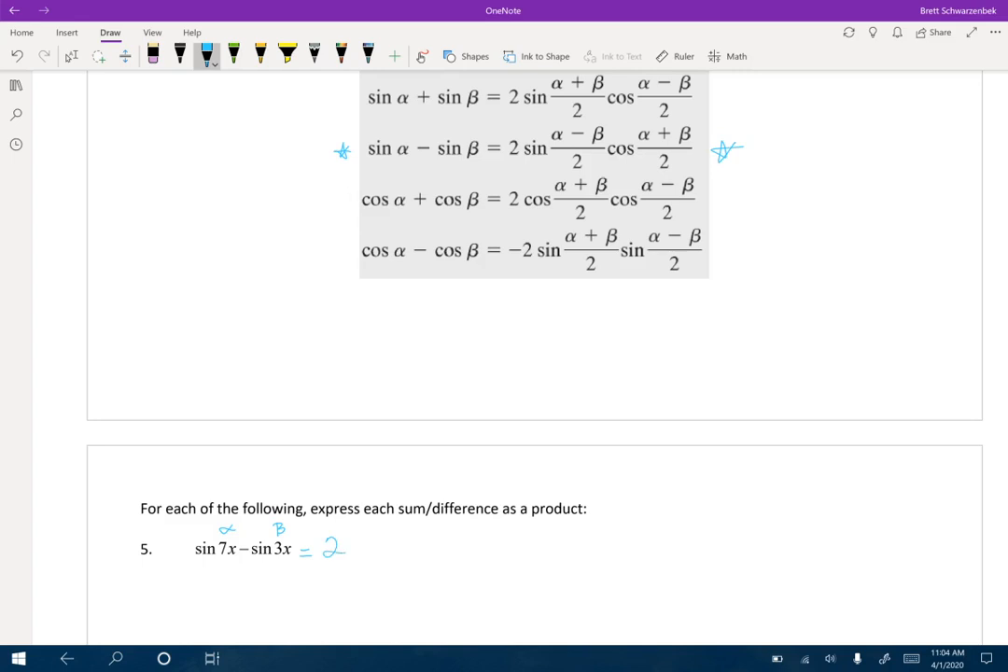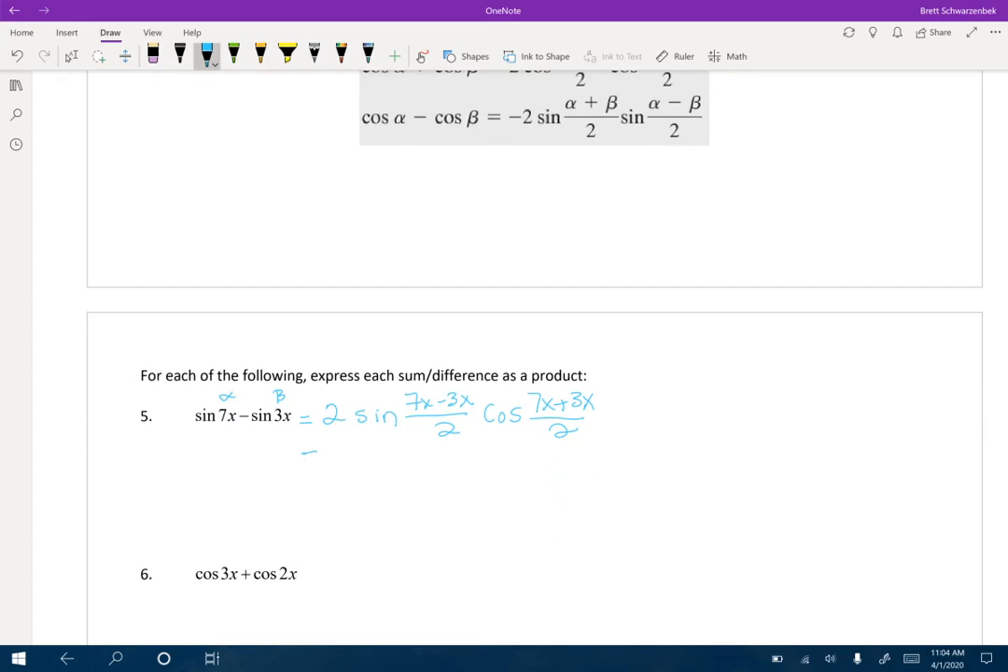So it'll be 2 times the sine of alpha minus beta over 2, and then cosine of alpha plus beta over 2. If we do a little bit of simplifying, it'll be 2 sine 4x over 2, cosine 10x over 2, which will give you 2 sine 2x, cosine 5x.